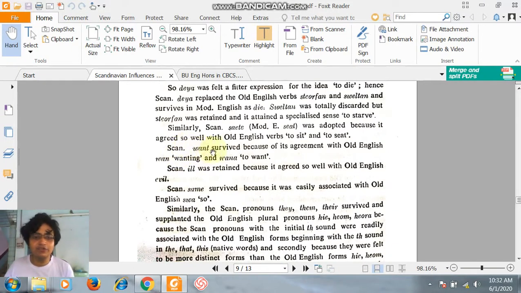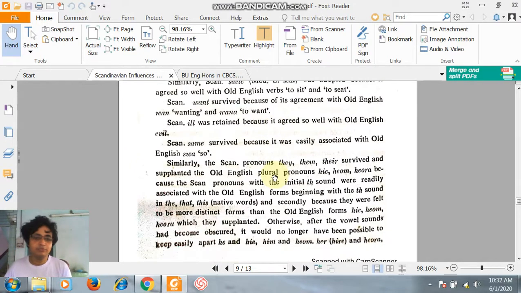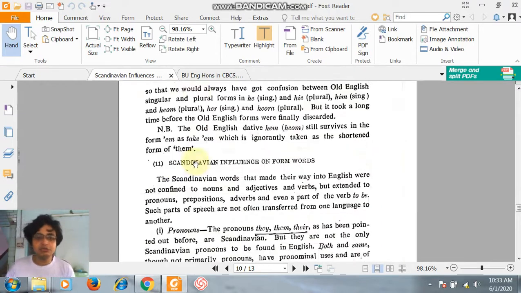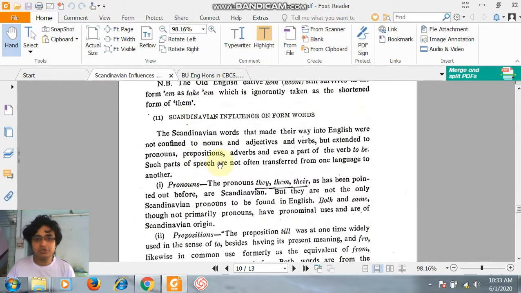Similarly, Scandinavian want survived because of its agreement with the Old English wan, that is wanting, or wana, means to want. Ill was retained because it agreed so well with the Old English evil. Illness is a kind of evil burden upon humankind, as if someone bad had cursed us. So ill was retained because of its agreement with evil. Scandinavian sam survived because it was easily associated with the Old English swa, which means so. So these are some of the examples of the Scandinavian loan words.